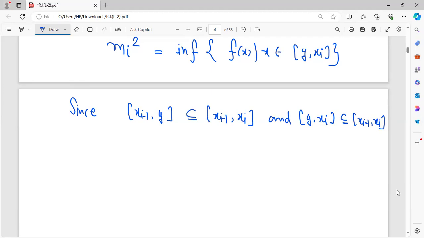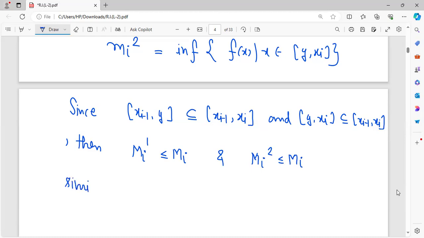So what will this be? Then the supremum here, what is that? M_i1 will be less than capital M_i, because M_i is the supremum in this. Okay. And M_i2 similarly will be less than M_i. Okay.